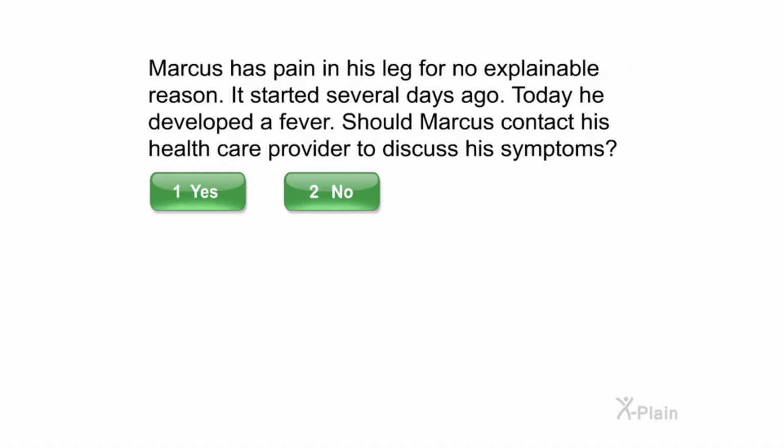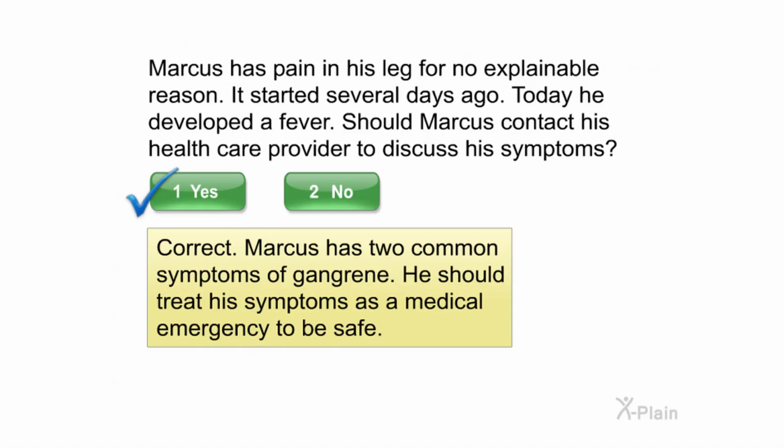Marcus has pain in his leg for no explainable reason. It started several days ago. Today he developed a fever. Should Marcus contact his healthcare provider to discuss his symptoms? Select yes or no. Correct. Marcus has two common symptoms of gangrene. He should treat his symptoms as a medical emergency to be safe.